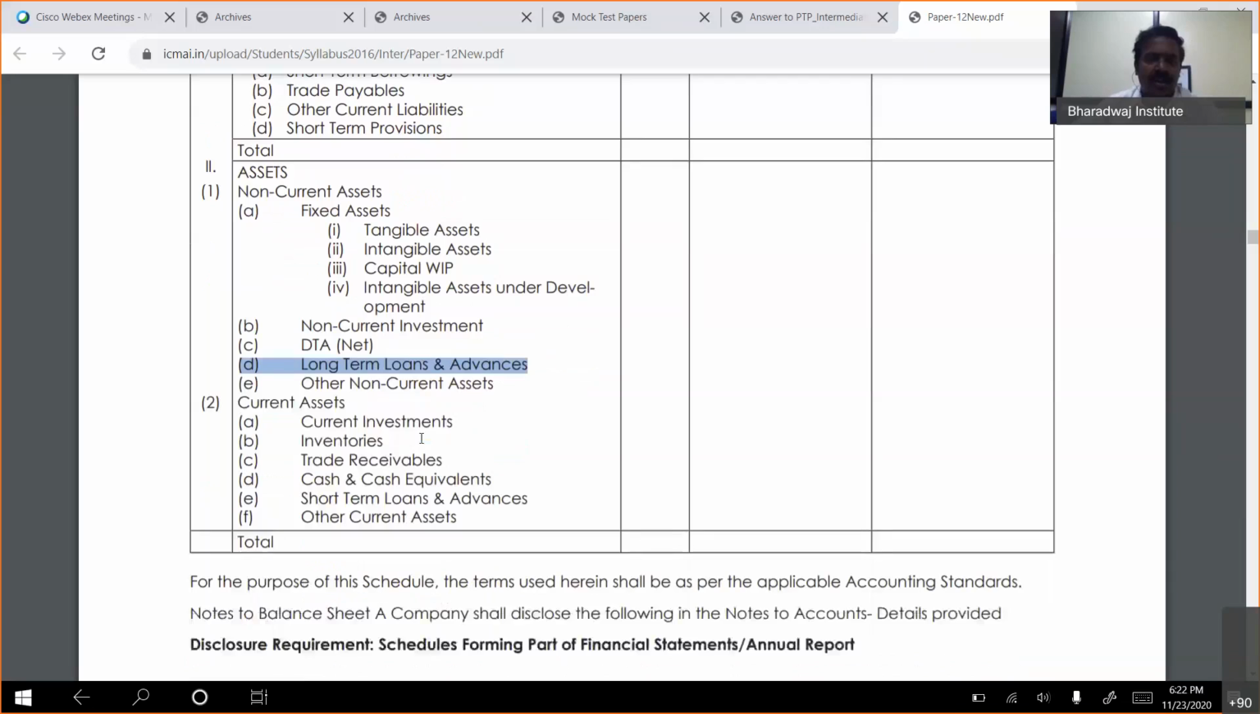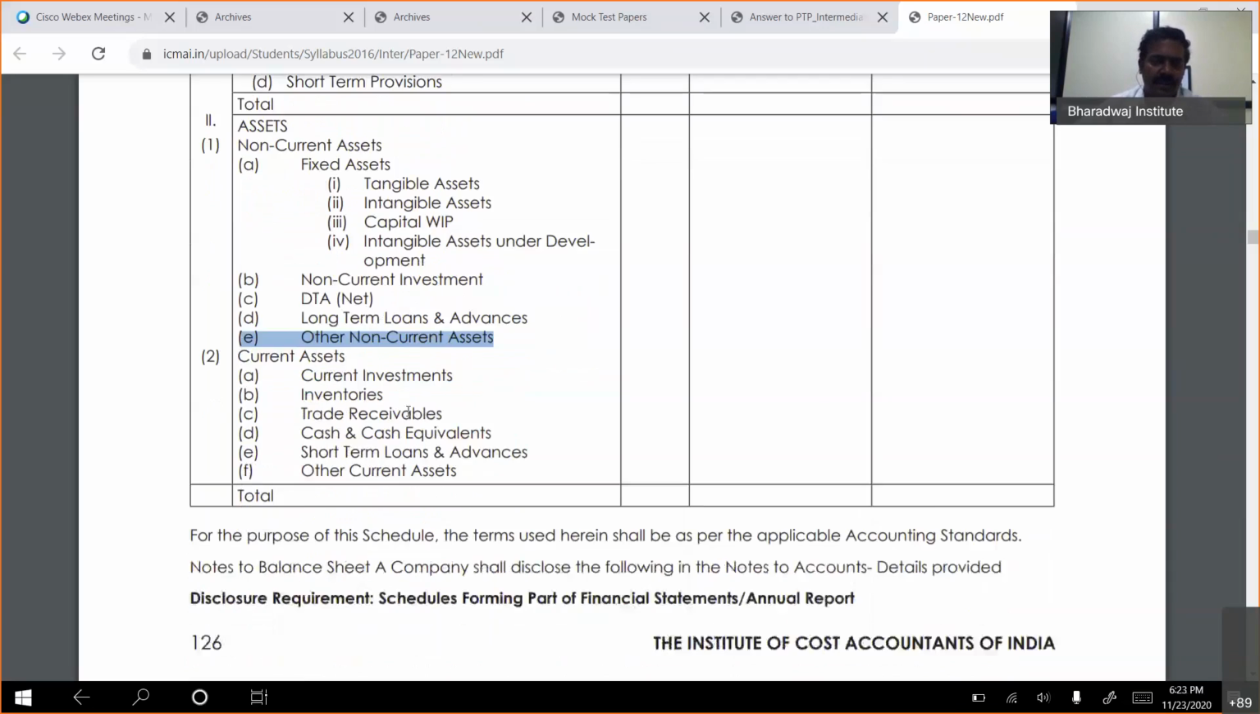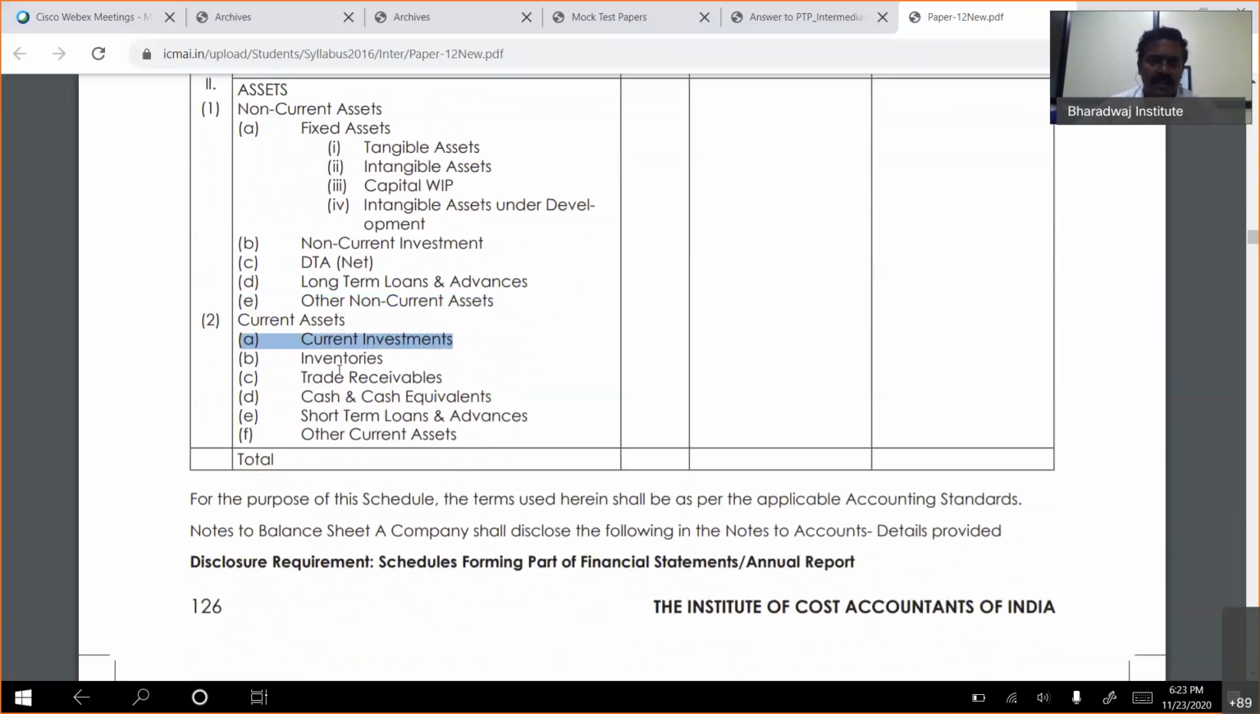So long-term loans and advances given by the company. Any other long-term assets like assets held under lease, all those things. Short-term investments, stock, inventories, debtors and bills receivable, cash and cash equivalent. I'll discuss cash and cash equivalent when we go to the cash flow statement. How an item will be classified as cash and cash equivalent, we'll discuss in depth.